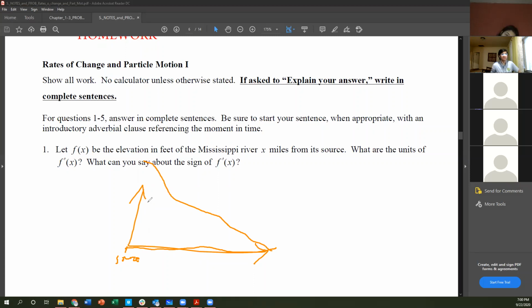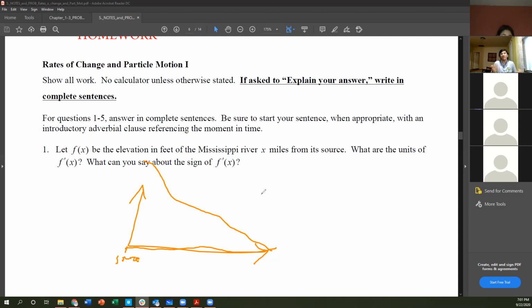As you get further and further away from the source of a river, the elevation must be dropping, right? Does that make sense? How do you know that? Well, I might be wrong, but that's just the logic I came up with. That's why we say a river flows downstream, because it's going down.